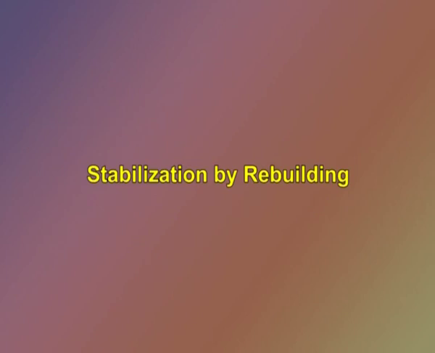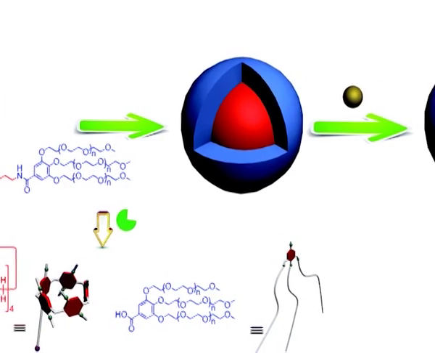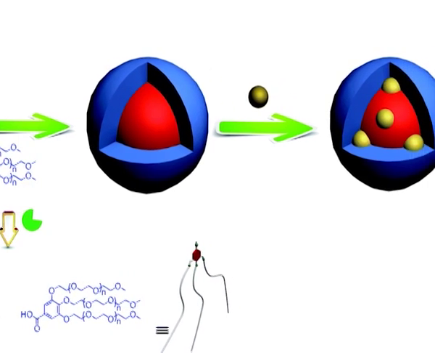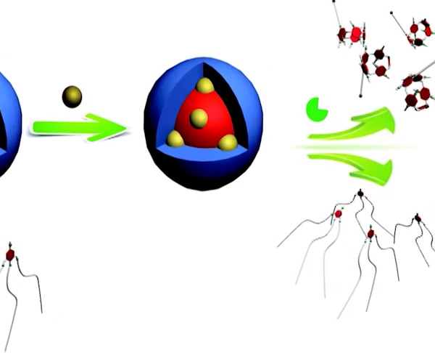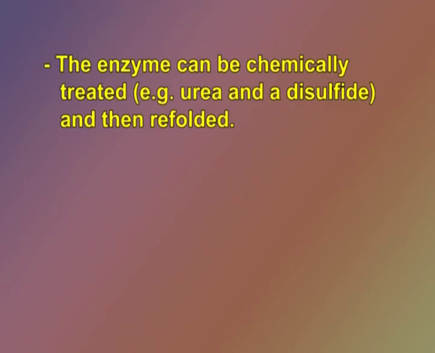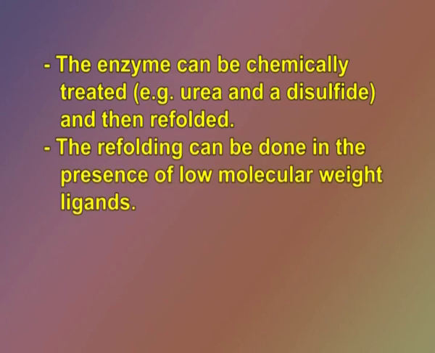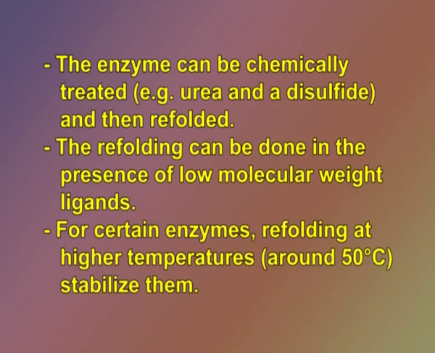Stabilization by rebuilding. Theoretically, the stability of the enzymes is due to hydrophobic interactions in the core of the enzyme. It is therefore proposed that enzymes can be stabilized by enhancing hydrophobic interactions. For this purpose, the enzyme is first unfolded and then rebuilt in one of the following ways. First, the enzyme can be chemically treated, for example, with urea and a disulfide, and then refolded. The refolding can be done in the presence of low molecular weight ligands. For certain enzymes, refolding at higher temperatures, such as around 50 degrees Celsius, stabilizes them.